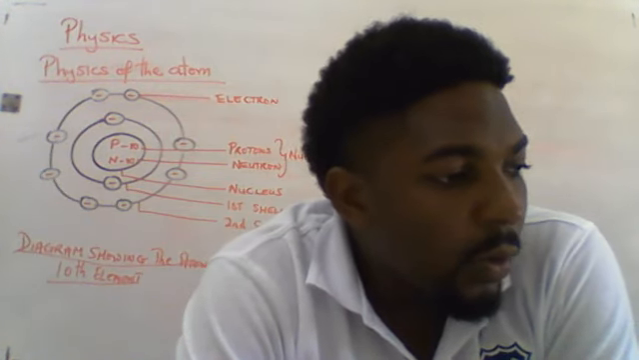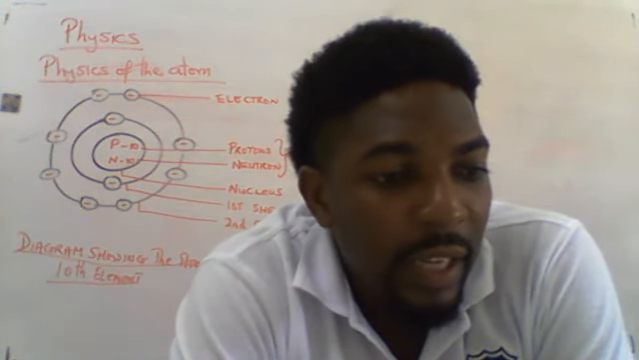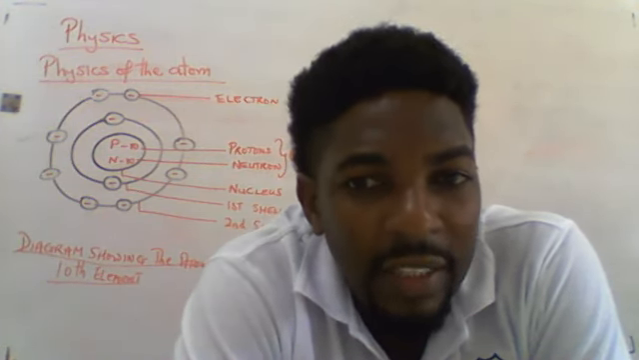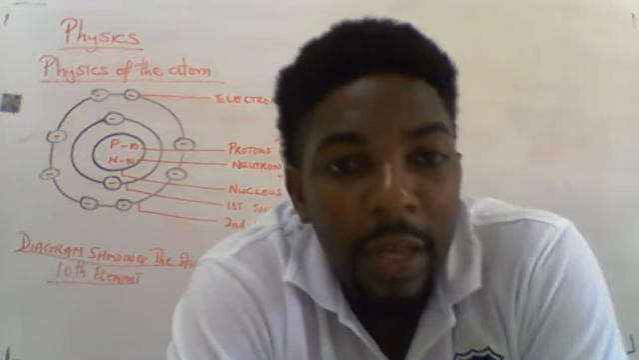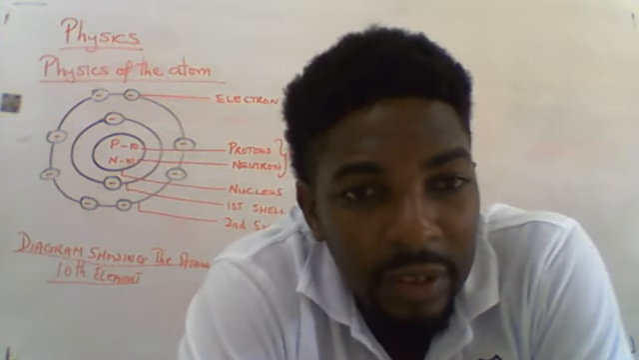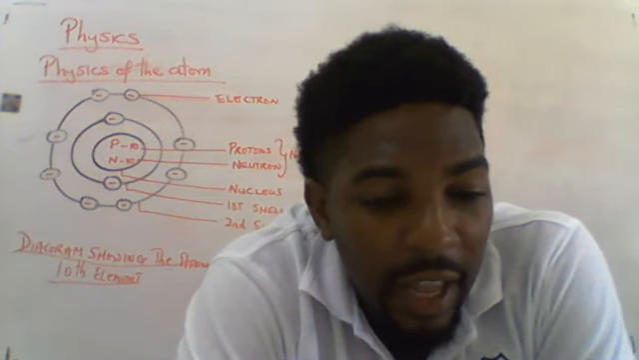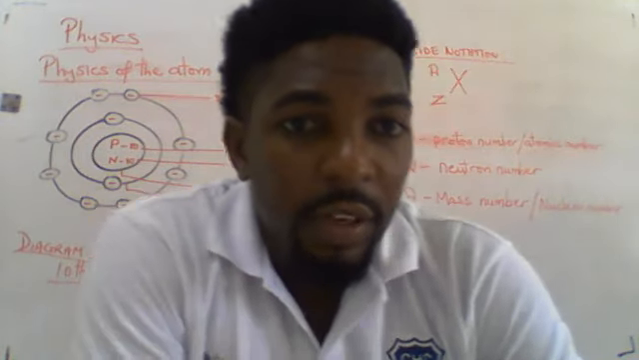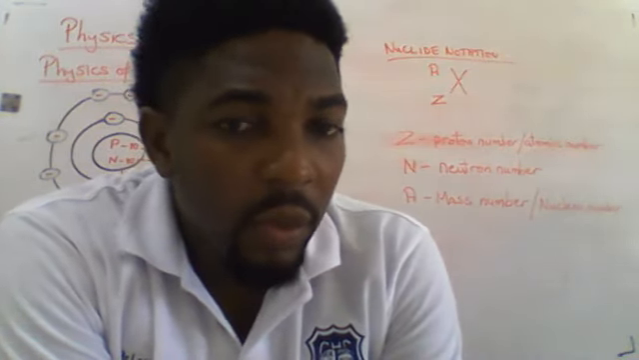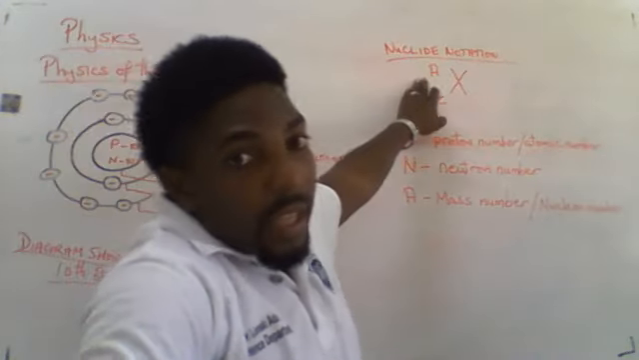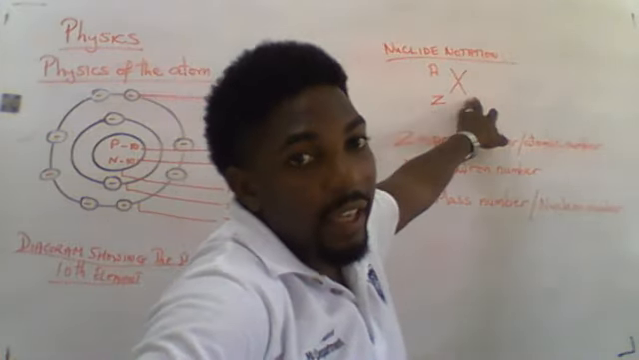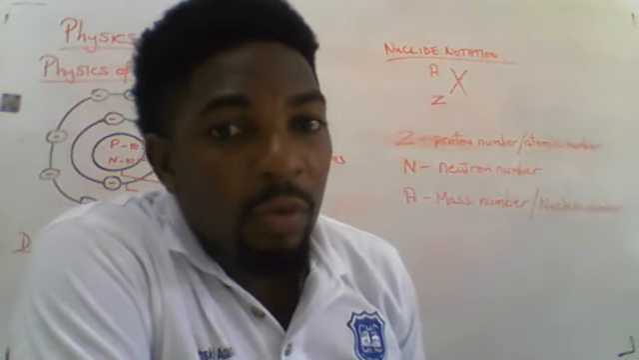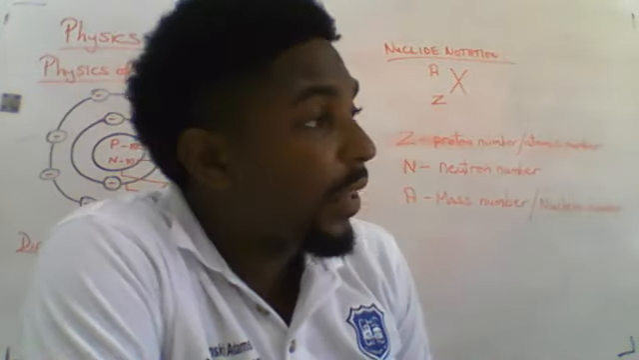One of the things we have to learn how to do is the nuclide notation, which is how to represent the nucleus of particular atoms in terms of science. They follow a format. We have the nuclear notation here, which shows you A, Z, X. It's a bit of chemistry, but we're looking at the physics aspect of it.